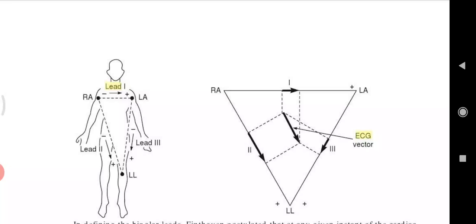And here the working is, Einthoven postulated that at any given instant of the cardiac cycle, the electrical axis of the heart can be represented as a two-dimensional vector. The ECG measured from any of the three basic limb leads is a time-variant single-dimensional component of the vector. That is, he proposed that the electric field of the heart could be presented diagrammatically as a triangle with the heart ideally located at the center. And this triangle is known as the Einthoven triangle. That is all about Einthoven's triangle.